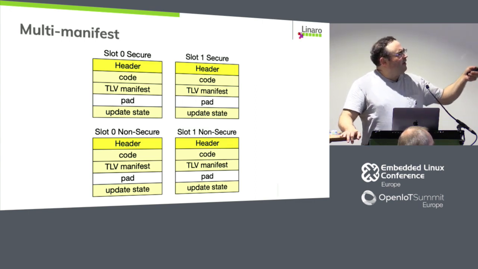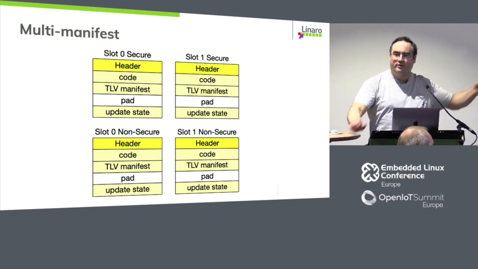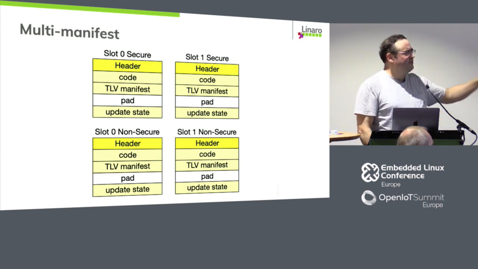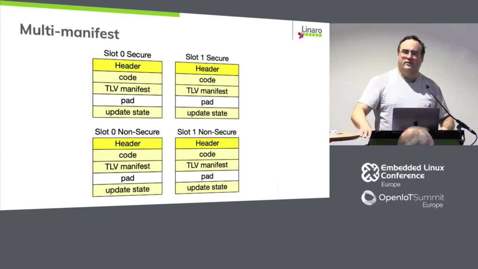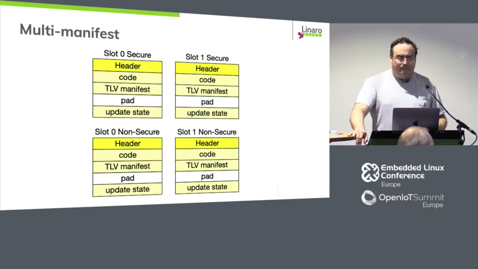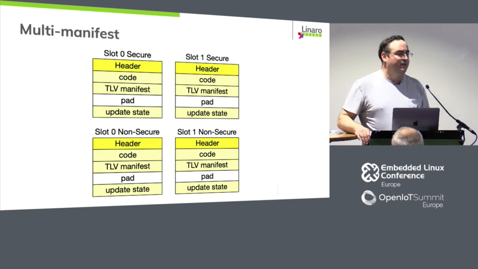What this means is we have a separate header, a separate signature, and code, and this is actually pretty straightforward to do. The tools aren't that hard to extend for this, but there are a lot of questions that have to be answered. Like, what if you change the API between the secure and the non-secure side?